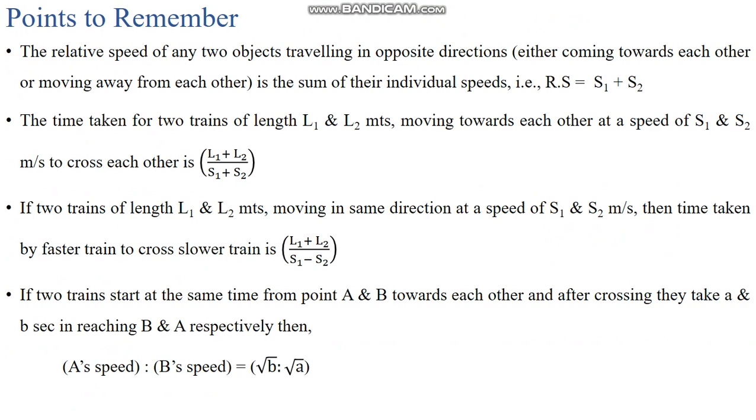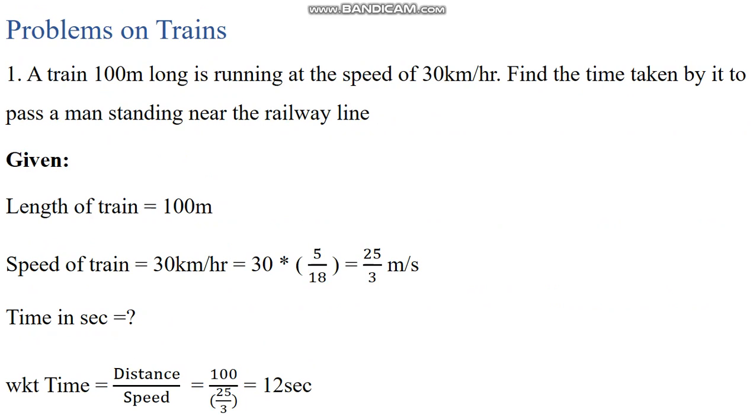If two trains start at the same time from points A and B towards each other, and after crossing they take A seconds and B seconds in reaching B and A respectively, then A's speed is to B's speed equal to square root of B is to square root of A.